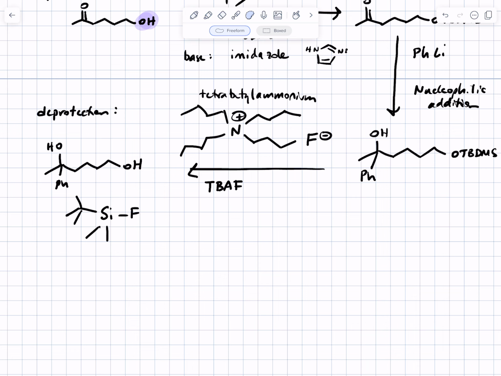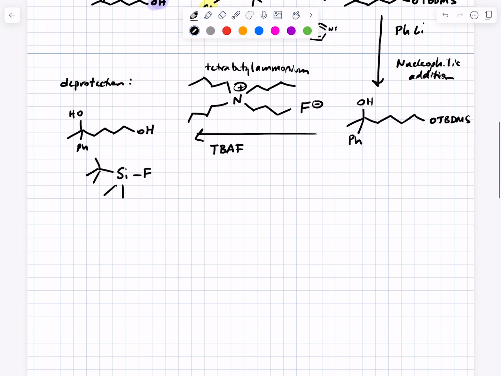Okay, yes? Where does it get the proton to become the alcohol? Probably from aqueous workup. Yep, good. Others? Okay, so we now need to move on to chapter 14.